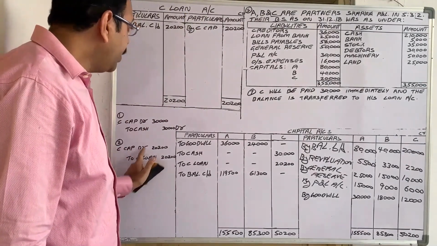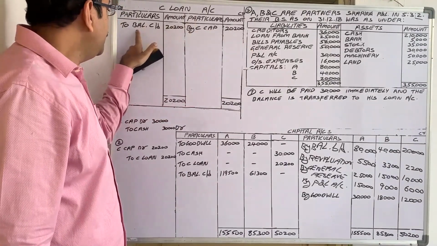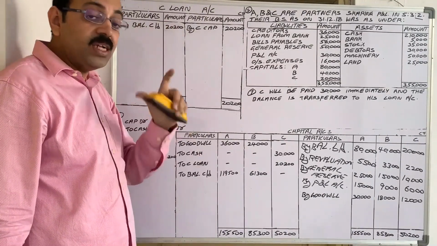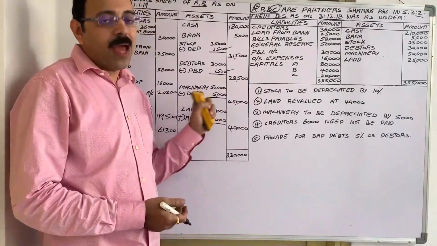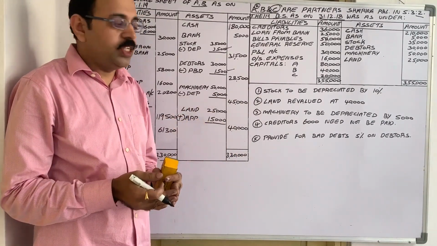We debited C capital, therefore write down C capital 20,200. Debit side, balance carried on 20,200. It appears in the new balance sheet, liability side. Next, the new balance sheet. First problem balance sheet and second problem balance sheet.